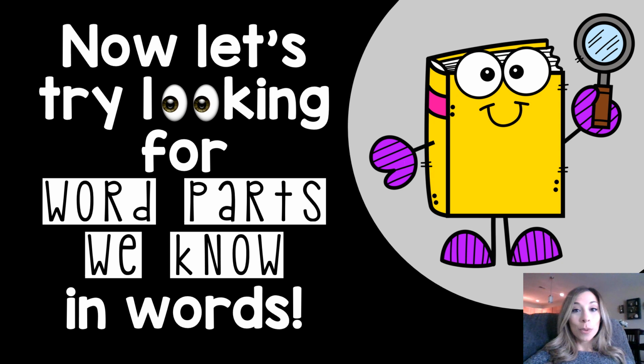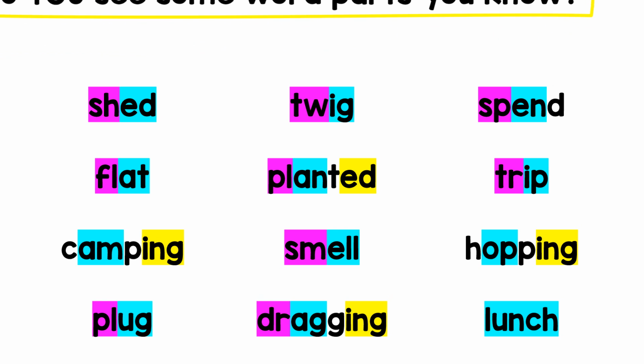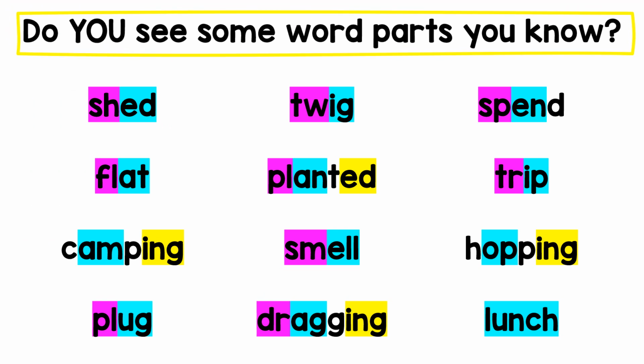Now let's try looking for word parts we know in words. Do you see some word parts you know? On this slide, you'll find that I highlighted the beginning blends in pink, the word families in blue, and endings in yellow. We need to use all three sometimes to help us solve a word. Let's start with our first one. See the H brother is there that says sh, sh, ed, shed.